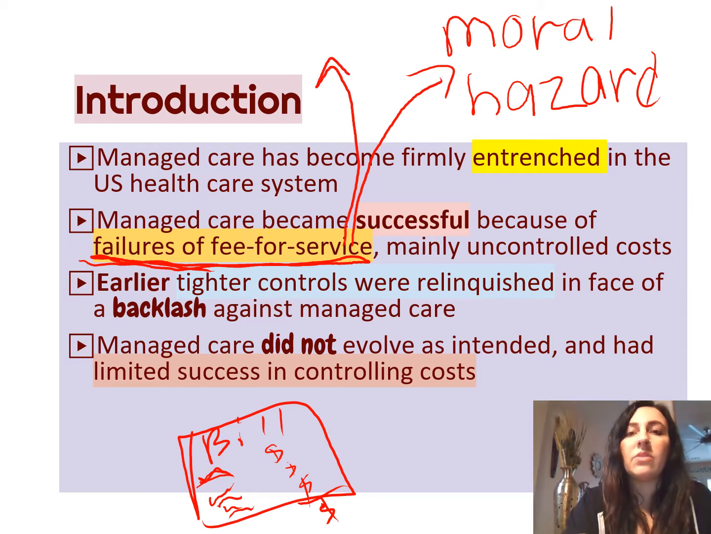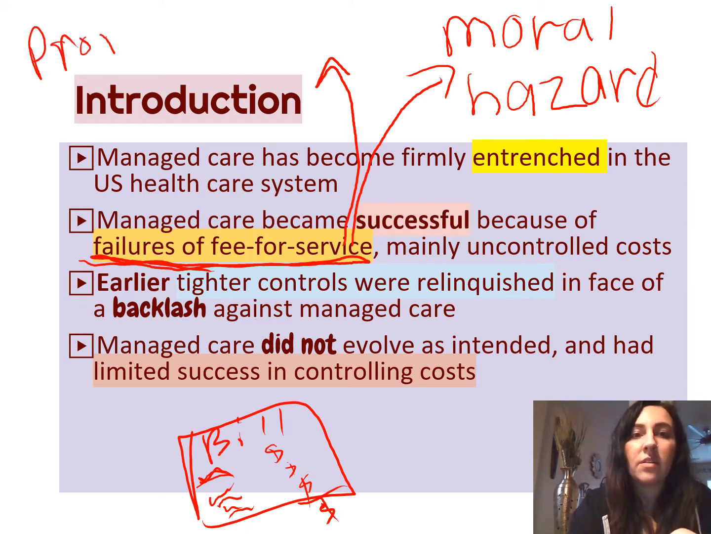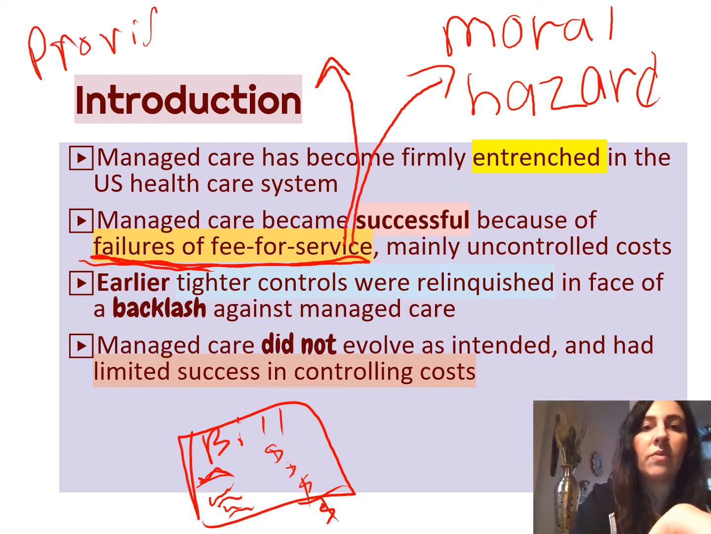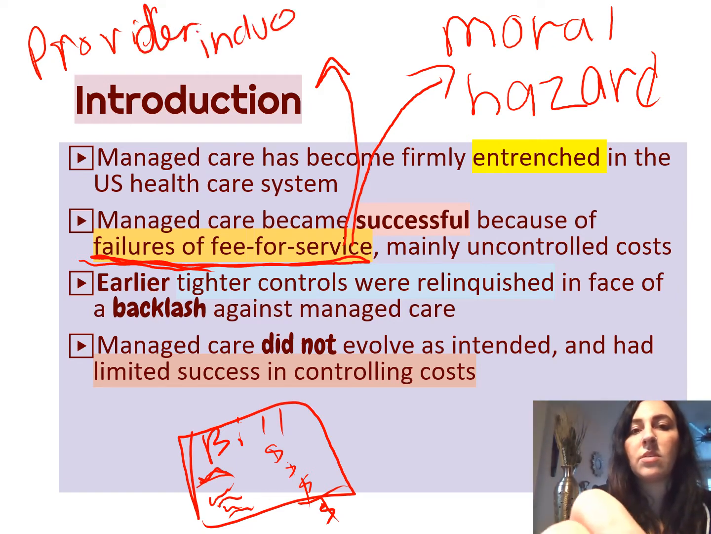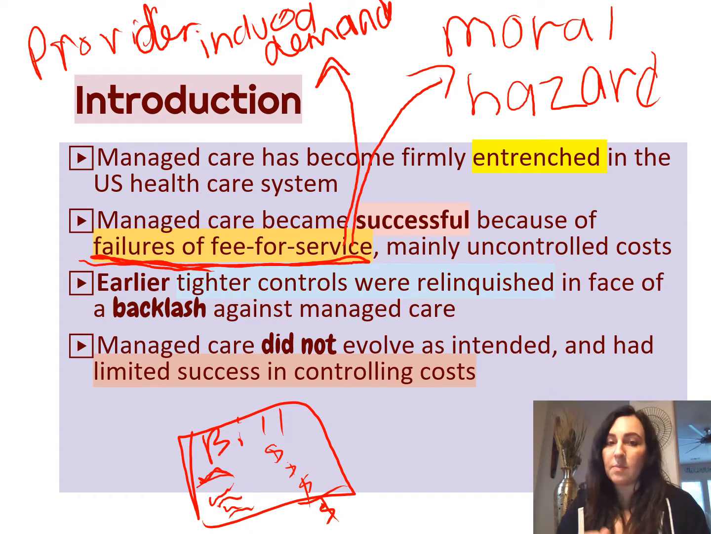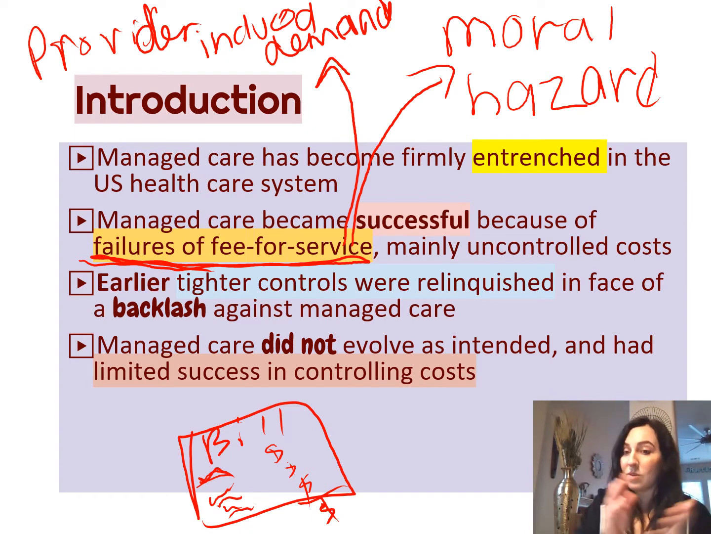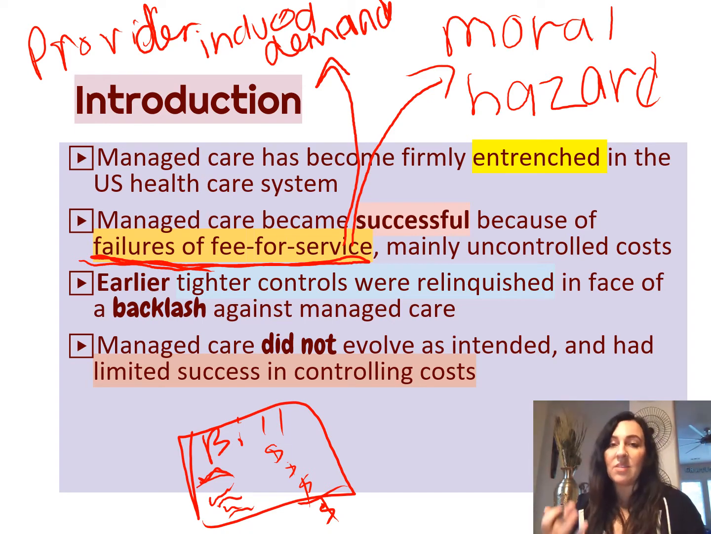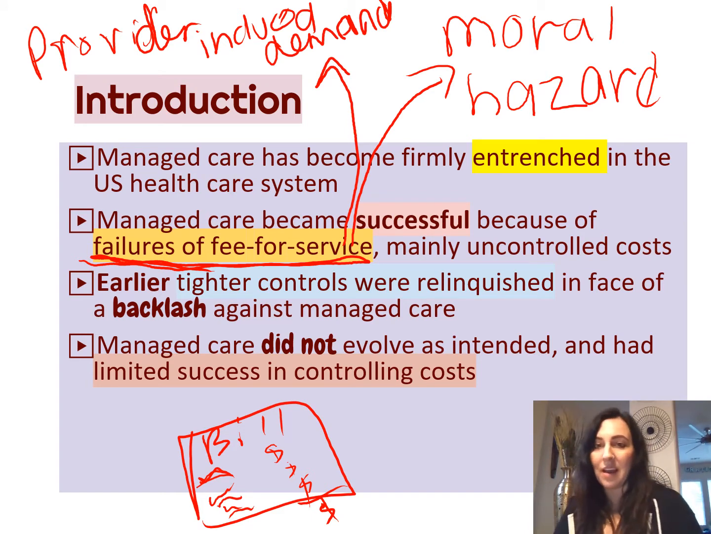Also, fee-for-service allows for provider-induced demand. In this situation, the physician can induce the demand. The physician can tell the patient, look, this is what's wrong with you, this is what you need, this is the treatment. So they can induce the demand for their services, and then charge whatever they want, and exploit the patient in that way.